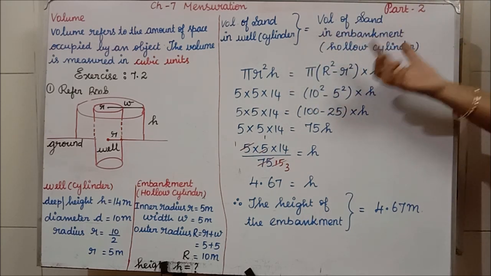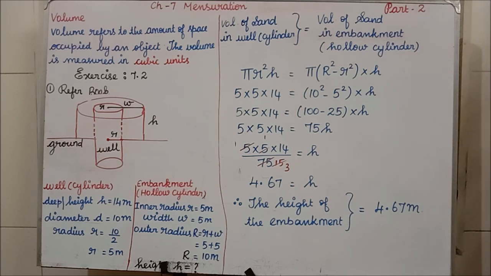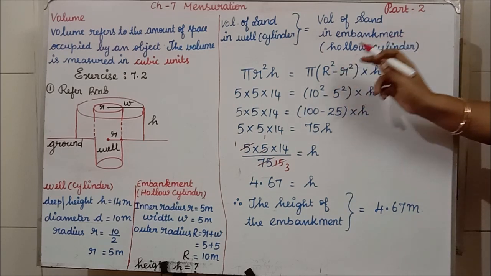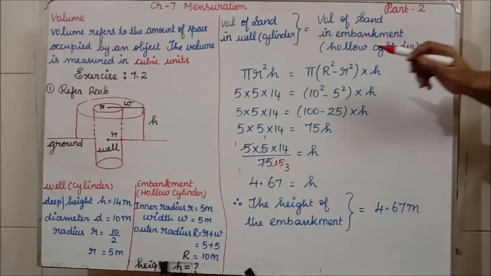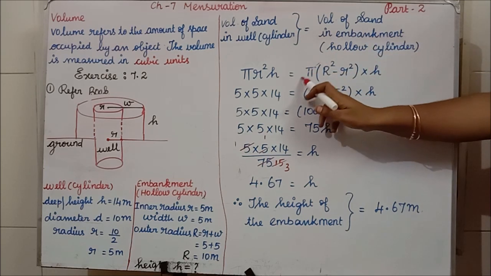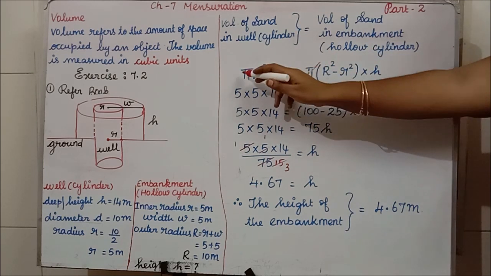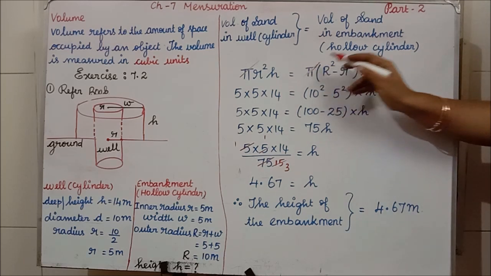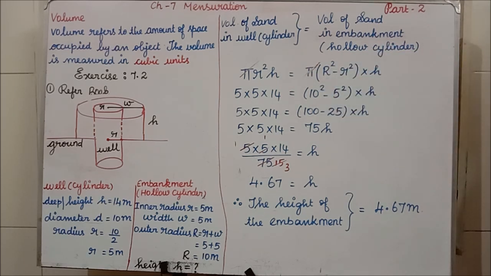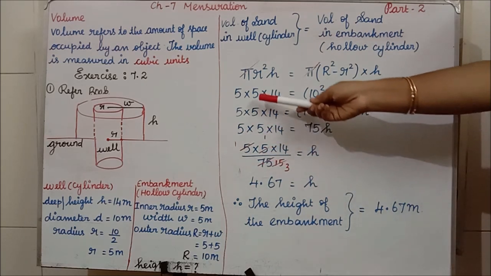For hollow cylinder we all know we are having two radii. One is the bigger, outer radius, and another one is the inner radius. So since we are having two radii, it is outer radius square minus inner radius square, with the same h. Next, here also I am having pi and here also I am having pi, so we can cancel the pi. Clear?